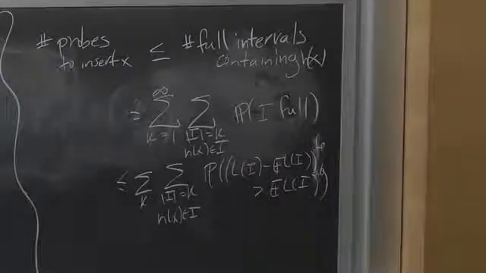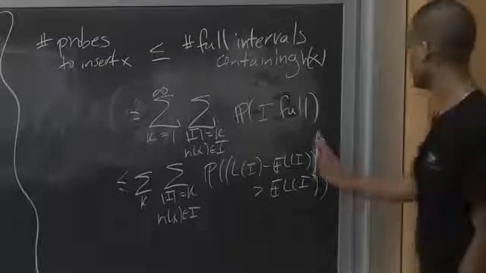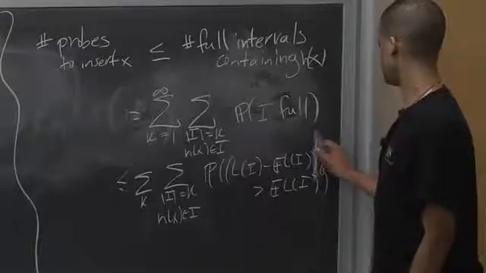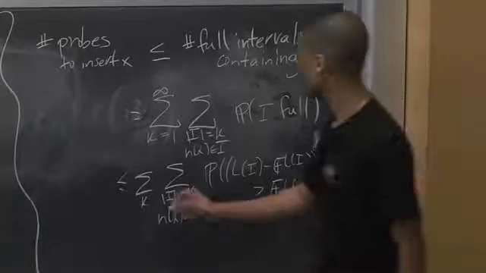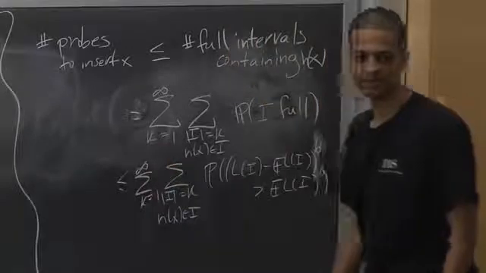Yeah? So how can you say in the summation that mod I is k? I'm sorry, say it again? Why are you counting only intervals of length k? I'm counting all intervals. K is a parameter. Oh, right. Sorry. So I'm counting all intervals. Okay. Yeah.